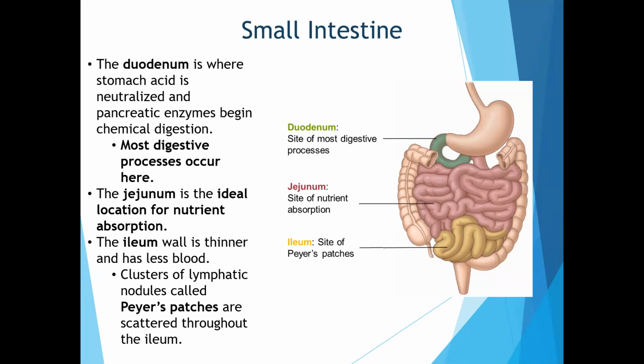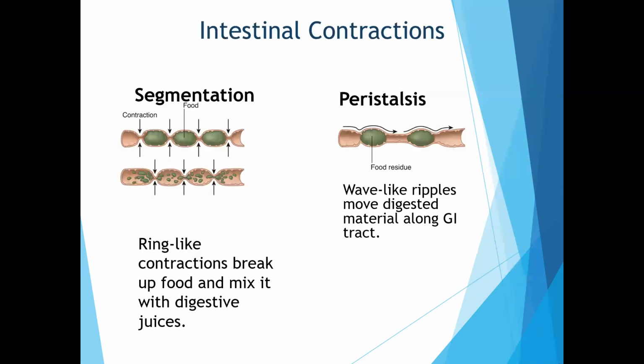And then we have our ileum. It's much thinner and has a lot less blood supply, but it has, like I said, our Peyer's patches, which are clusters of lymphatic nodules. So that is very important for the immune system function and cleaning function of our small intestine.